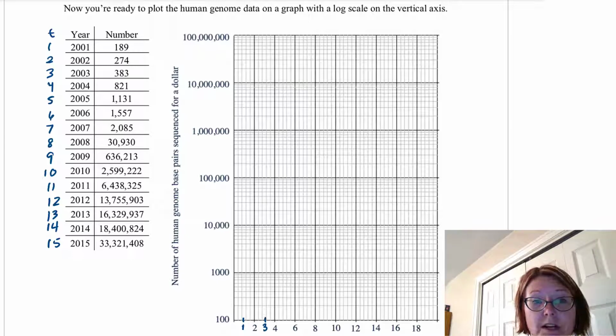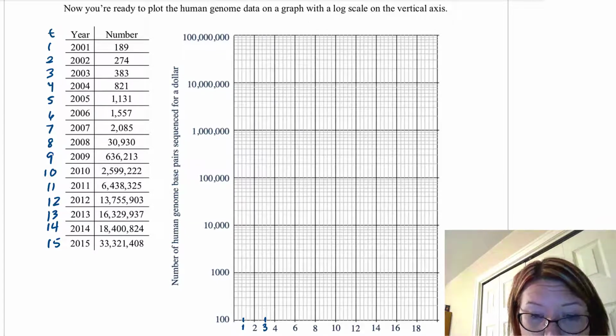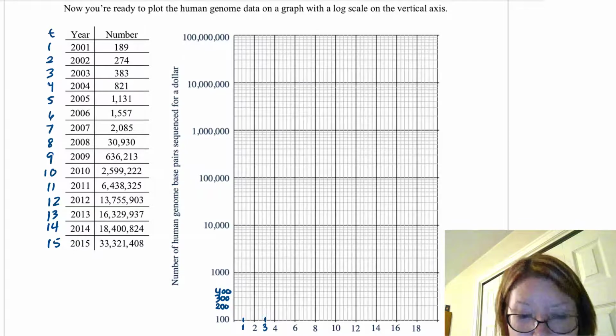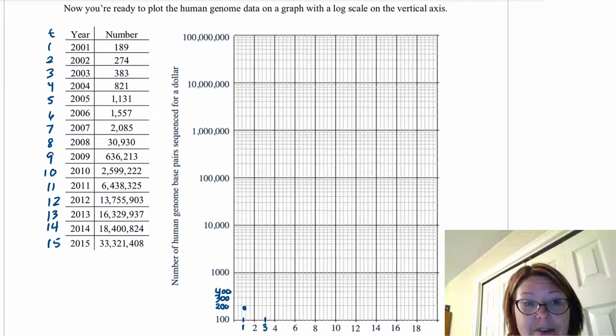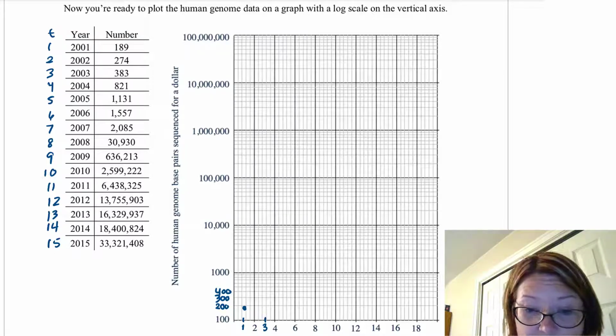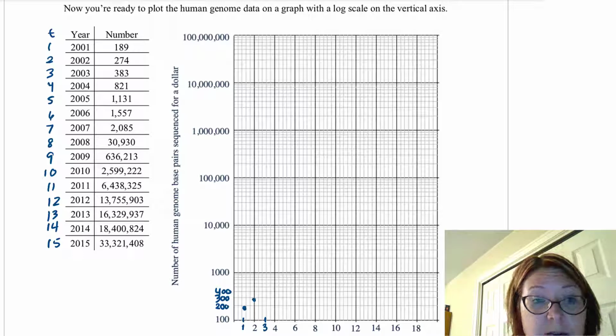Okay, so in year 1, we have 189 base pairs. So if I'm counting up by multiples, that's 100, then the next minor grid line is 200, then 300, then 400, etc. Year 1 would be 189, which is between 100 and 200, and definitely closer to 200. Year 2 is 274, which is between 200 and 300, closer to 300. Year 3 is 383, which is between 300 and 400, closer to 400.